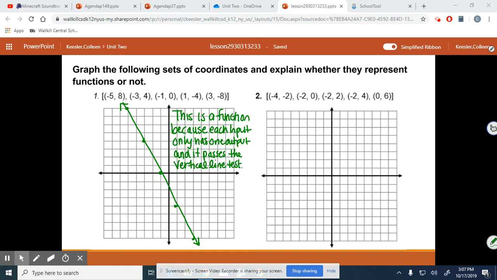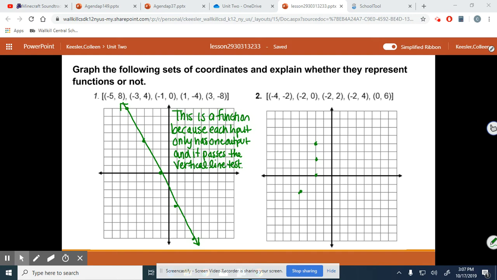Let's take a look at the second example. So here we have negative 4, negative 2. So we go left 4 and down 2. Then negative 2, 0. So we go left 2 and stay at 0. Then negative 2, 2. So we go left 2 and up 2. Then negative 2, 4. Left 2 and up 4. Then 0, 6. Stay at 0.